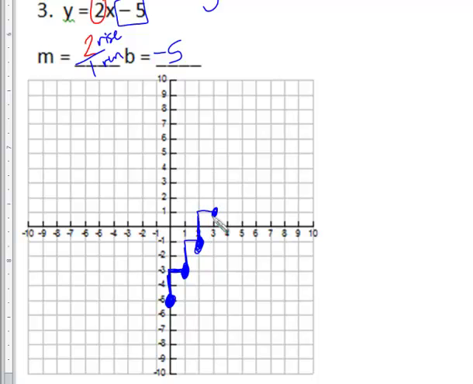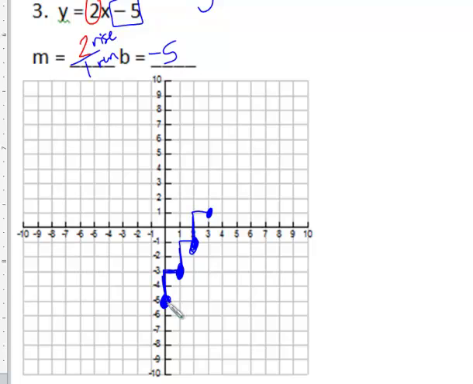Now I also want points that are to the left of my y-intercept. So I'm just going to go backwards. Well, what's backwards of rising 2? It would be going down 2. And then what's backwards of running to the right 1? Well, it would be running backwards to the left 1. And I would plot a point. And then again down 2 to the left 1.